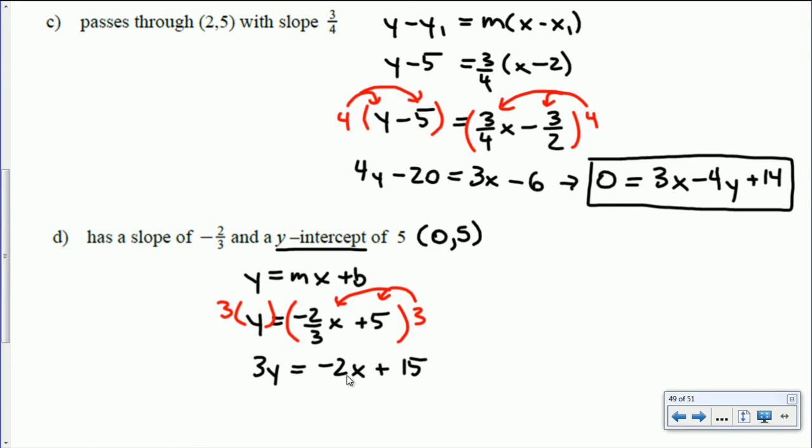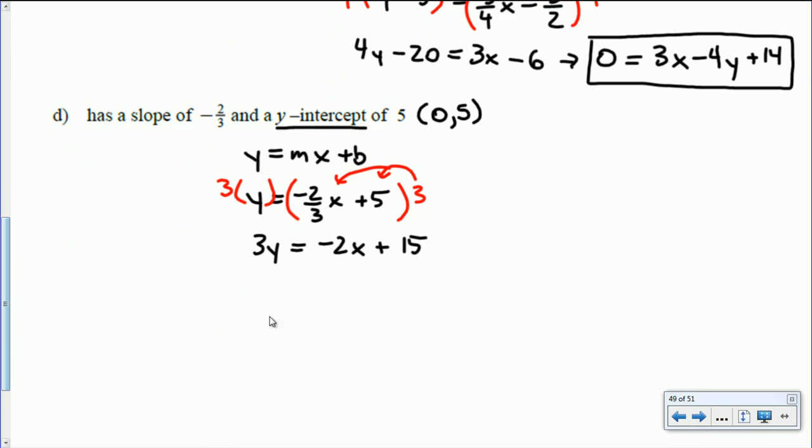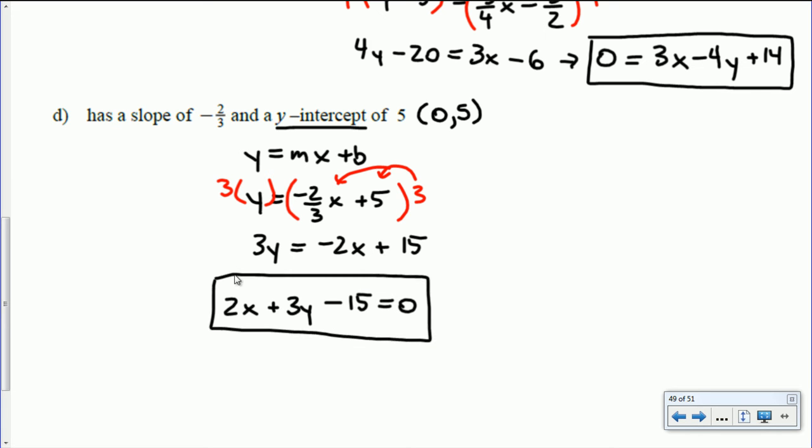The coefficient on x is negative, so if I want to make it positive, I'm going to bring everything to the left. So I would have 2x plus 3y, and I need to bring this to the left as well, so I need to subtract 15 from both sides, giving us that. So there's 3d.